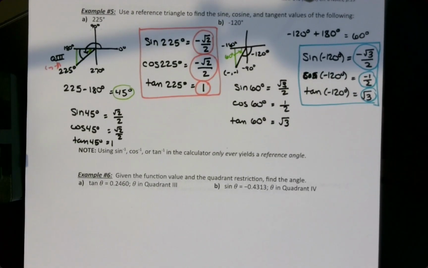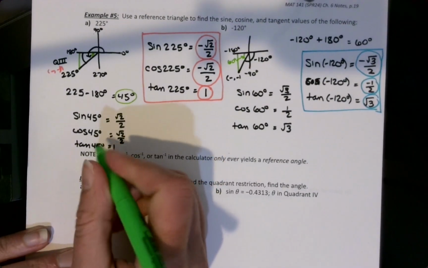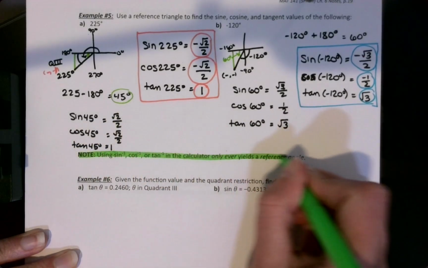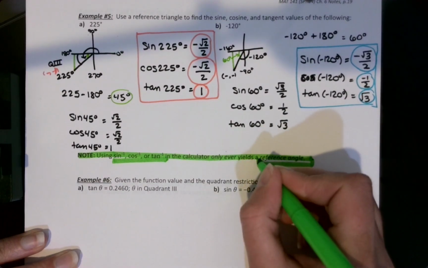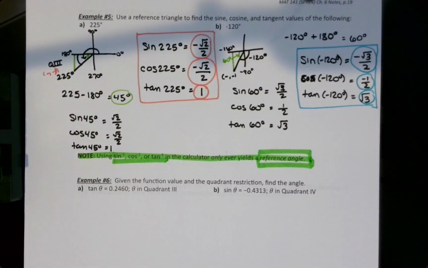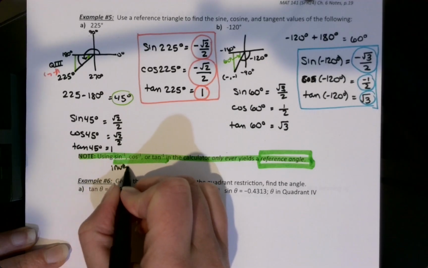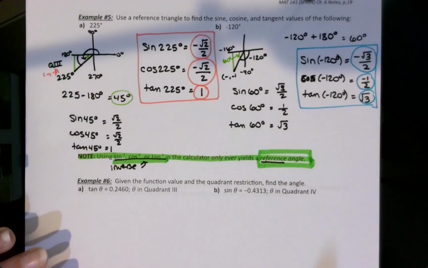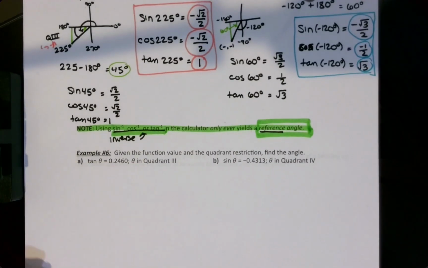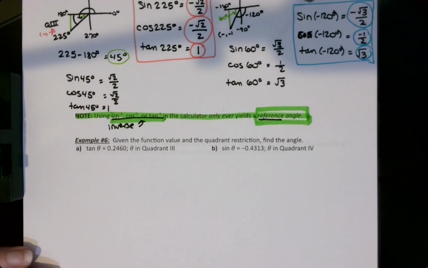Okay. Very interesting point down here. Note that using the inverse trig functions only ever yields a reference angle, and it might not yield the actual angle that you're looking for. So that's a really important point right here. Inverse trig functions will only ever yield the reference angle. So that's going to come into example 6 right here. We may need to find an angle whose edge is coterminal with a given angle in order to figure out the answer to a question.